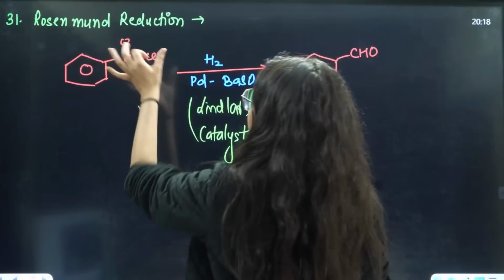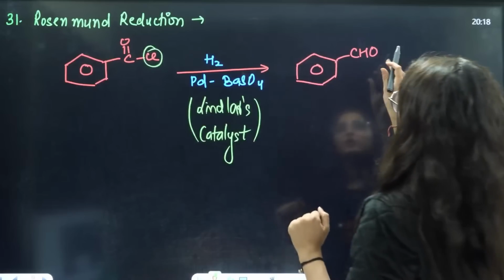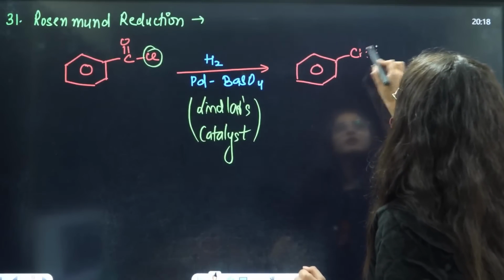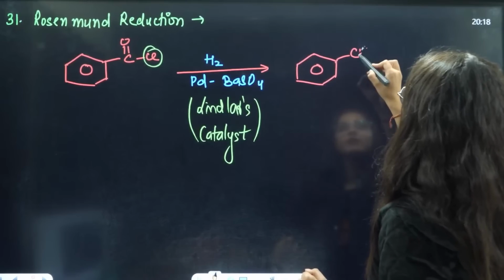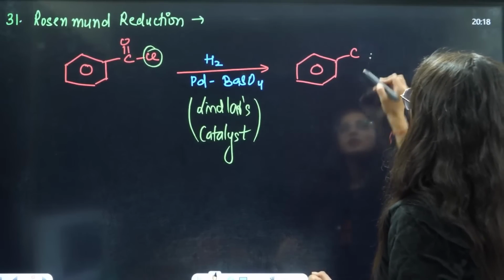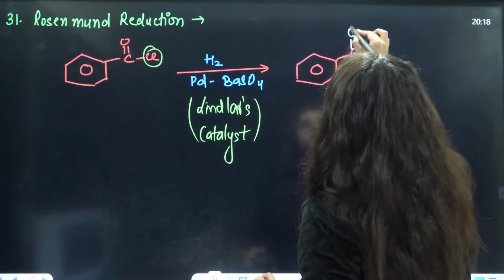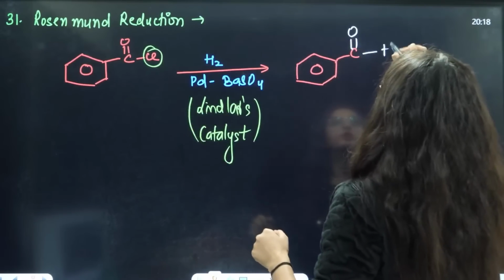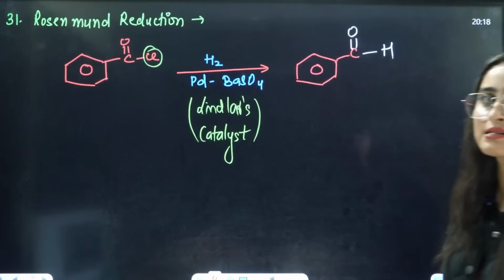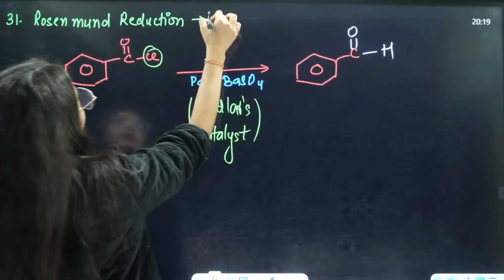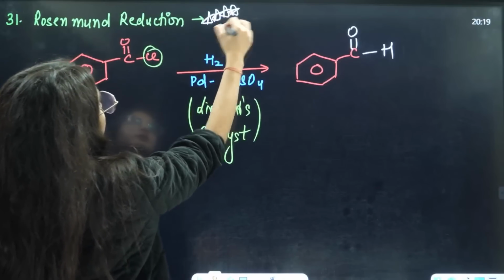We are converting this hydrogen into... basically, I'll just delete this thing here. We can write it in a better way. The C double bond O is as it is, but Cl is converted to H. That is the difference. This is the Rosenmund reduction. Again, this has been frequently asked in your NEET.